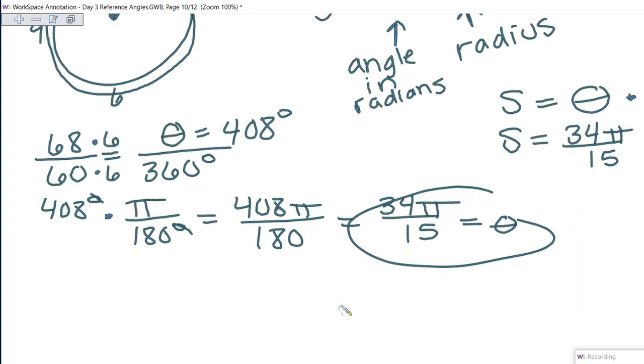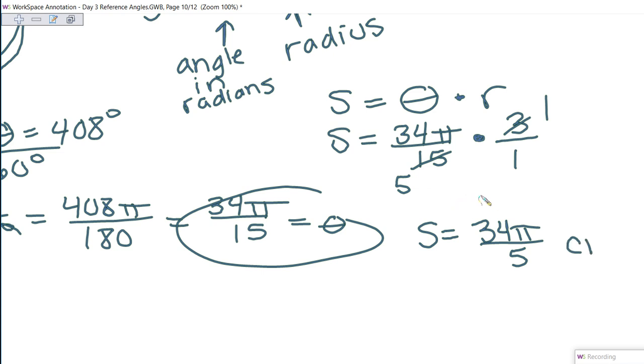3 and 15 have a common factor of 3. So my arc length would be what? What do I have left in the numerator? 34 pi. What's left in the denominator? 5. And here the units they're using is centimeters. So 34 pi over 5 centimeters. Yeah, leave it in terms of pi. So our answer in terms of pi. Just assume, leave it in terms of pi.